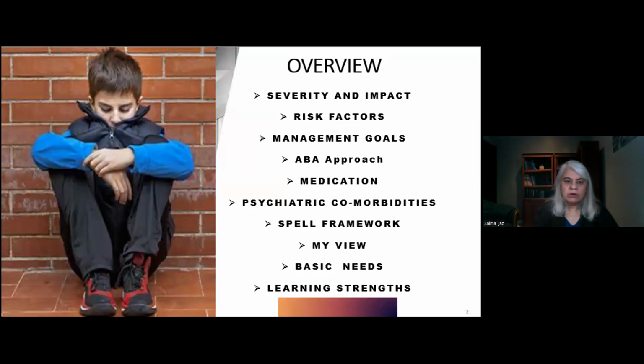Let's look at the overview. We have severity of problem behaviors and its impact on children and their families, risk factors and setting events, management goals, ABA approach, including functional behavior analysis, consideration of drug therapy, presence of psychiatric comorbidities in the autistic population, SPELL framework, and the non-ABA approach for tackling problem behaviors. In the last few slides, I'll share my thoughts on the causation of problem behaviors and what we can do at that time.